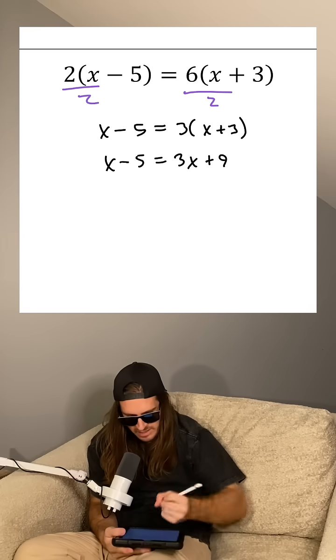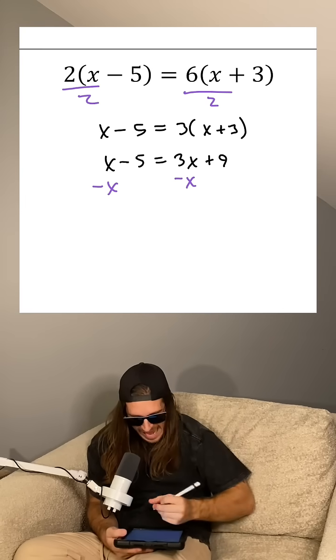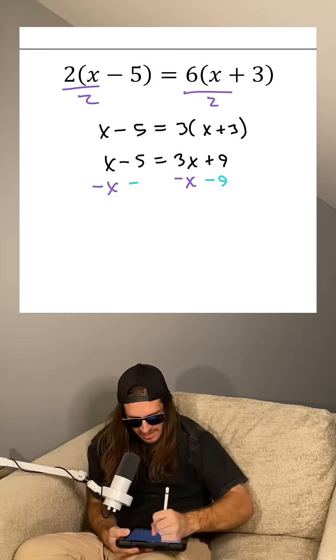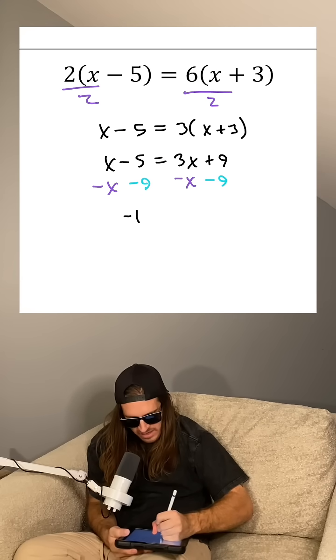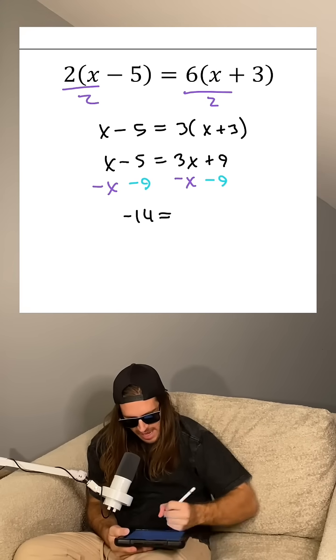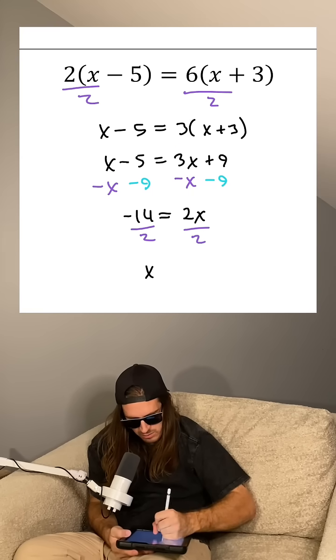But this time, instead of subtracting 3x, I'm going to subtract x. And instead of adding 5, I'm going to subtract 9. Negative 5 minus 9 is negative 14, and 3x minus x is 2x. I then divide by 2, and negative 14 divided by 2, look at that, is negative 7.